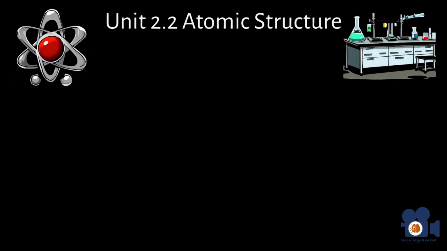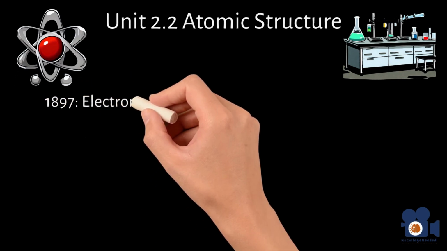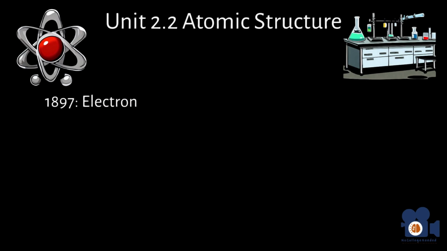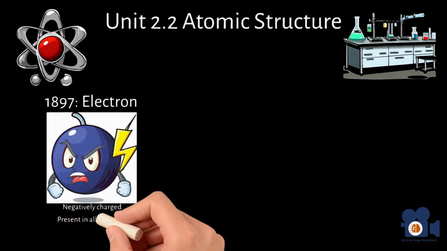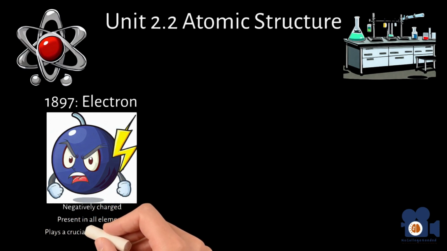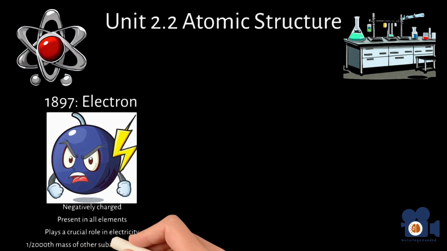The first subatomic particle was the electron and was discovered in 1897 by J.J. Thomson. Electrons are negatively charged, are present in all elements, and play a crucial role in electricity. They are much smaller in mass compared to the other subatomic particles, being approximately 1/2000th of the mass.